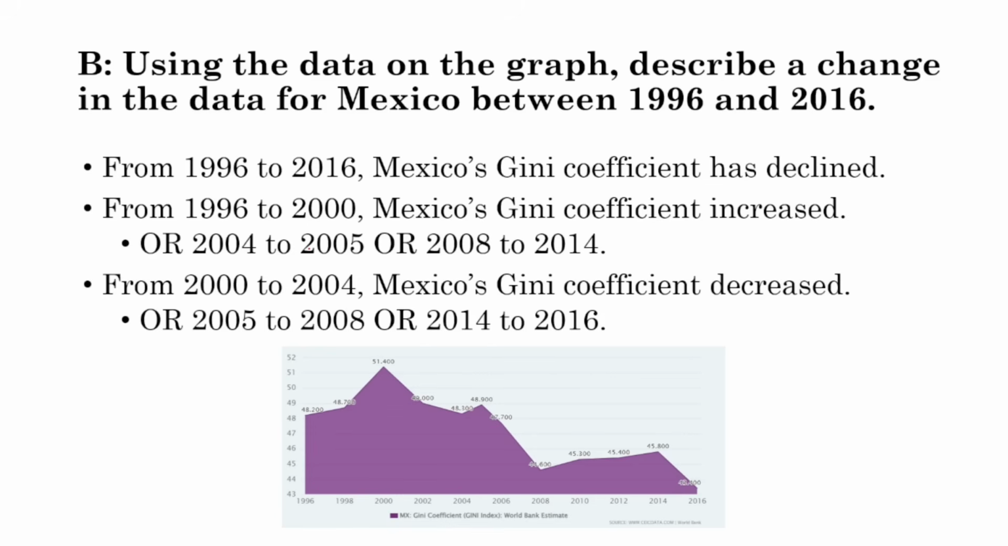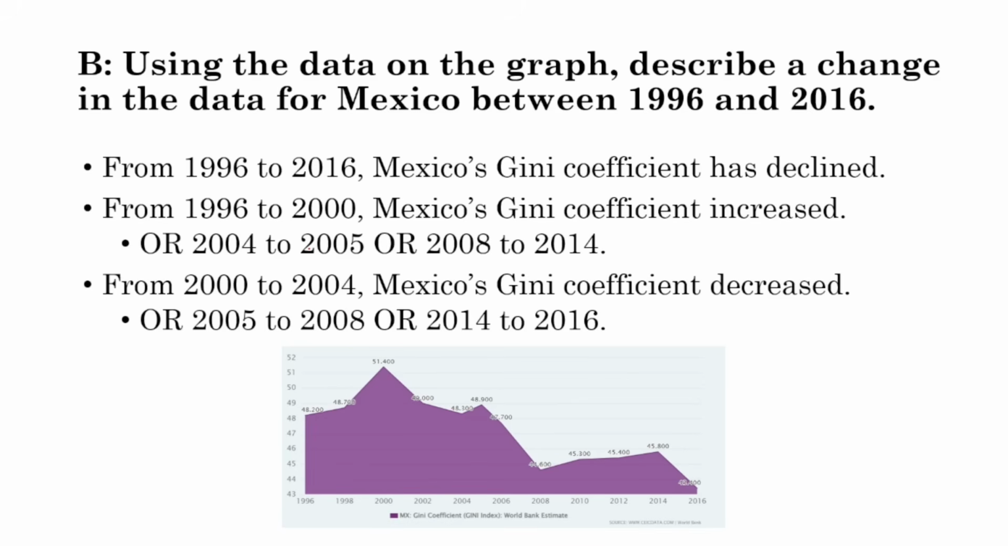Something that you probably would not have gotten credit for is just saying that the Gini coefficient has fluctuated. To get credit for that, you would have to say A, it fluctuates, B, give a certain period that it's increased, and C, a certain period that it's decreased, to show that it has fluctuated during this 20-year time period.